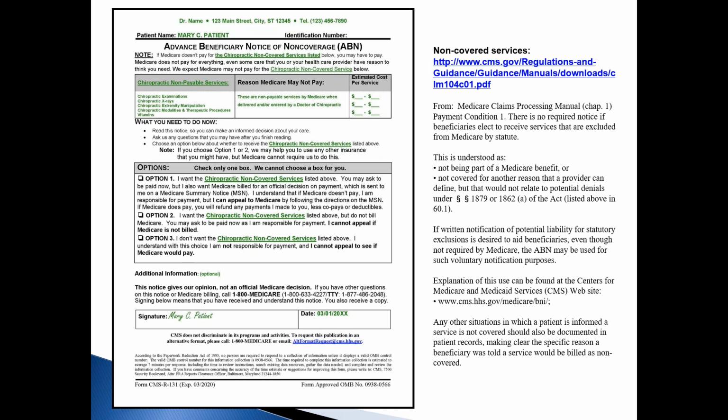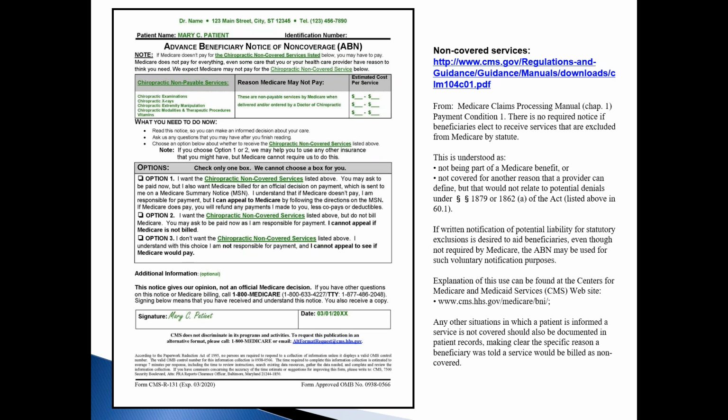A couple of reasons why I don't like it. Number one, it's confusing. Number two, if the patient does have a secondary that'll pick up the exam and x-rays, what happens if the patient checks option two? It says, I want the chiropractic non-covered services, but do not bill Medicare. So now the patient is telling you, don't bill Medicare for the exams and x-rays when they have insurance that'll pay for it. It'll be confusing. The patient's not going to get it. But if you want to use an ABN on the very first visit for the exams and x-rays, you can.